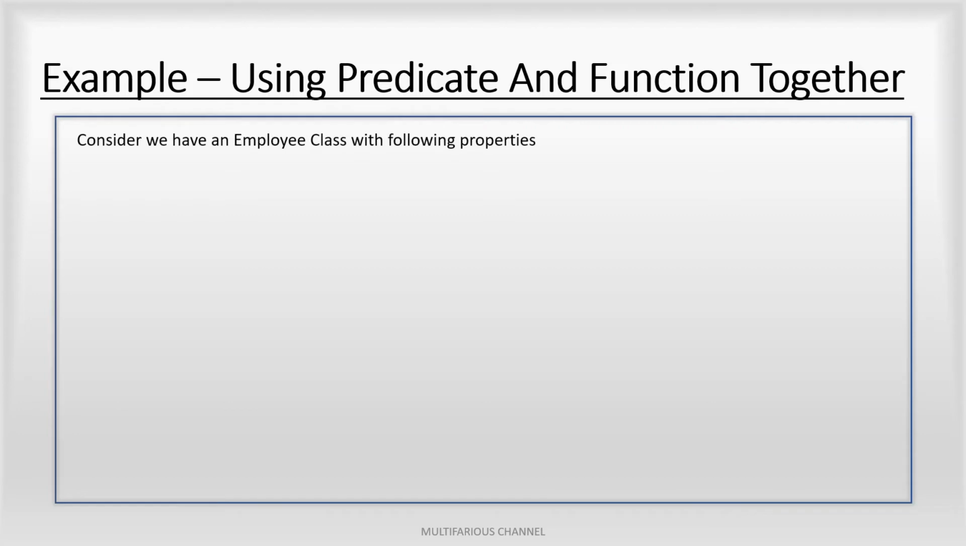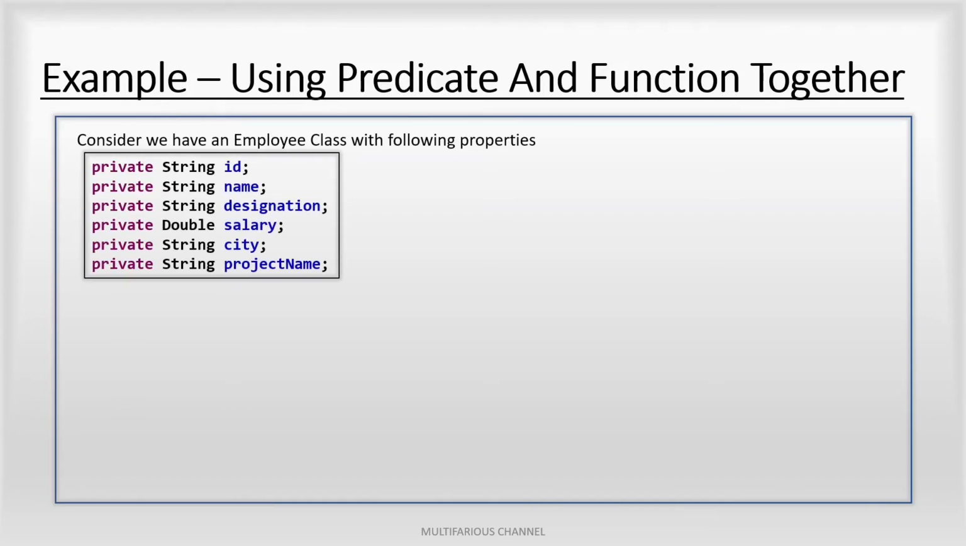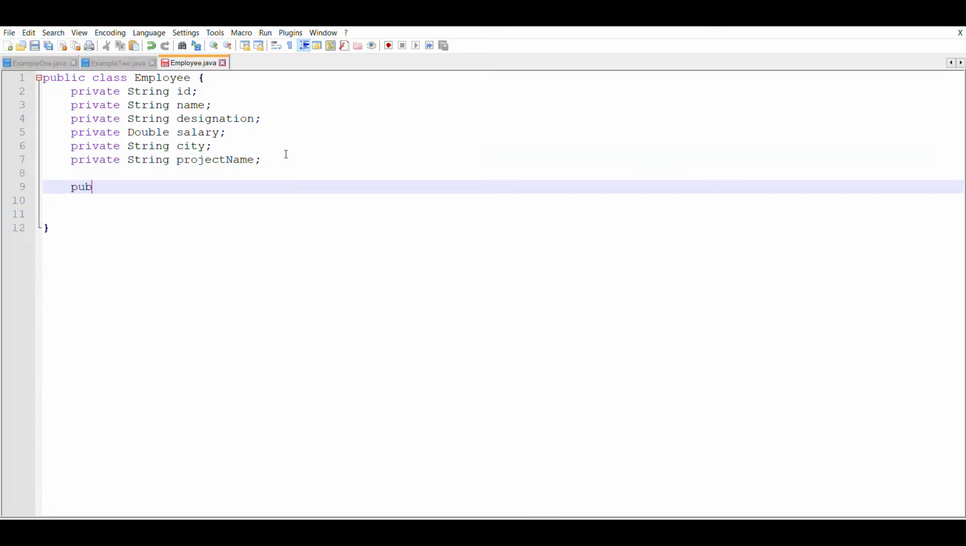Consider we have an employee class with the following properties: ID, name, designation, salary, city and project name. Let's see how this class is implemented in Java. Here in Java, we have an employee class which has the properties ID, name, designation, salary, city, and project name. I'm creating a constructor of the employee class which will instantiate all my property values. I'll write public Employee(String id, String name, String designation, double salary, String city, and String projectName).